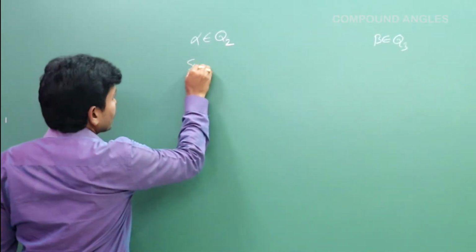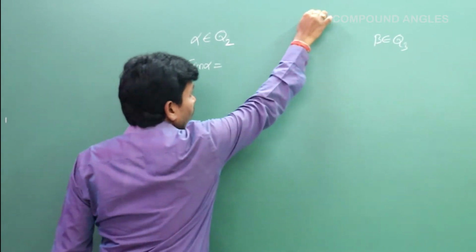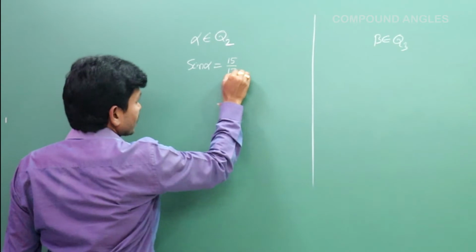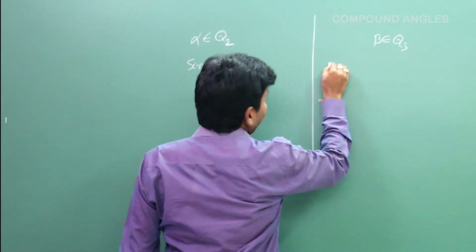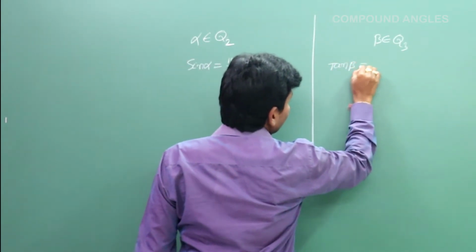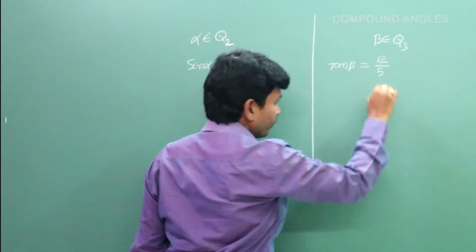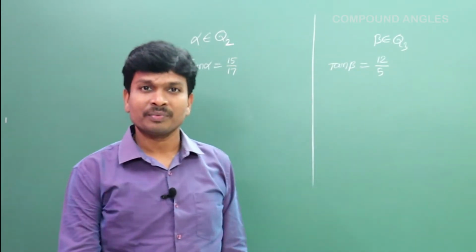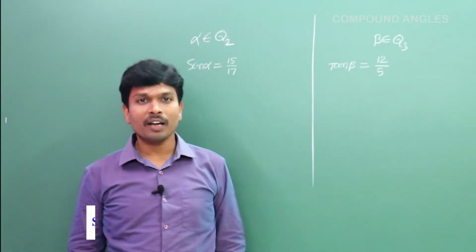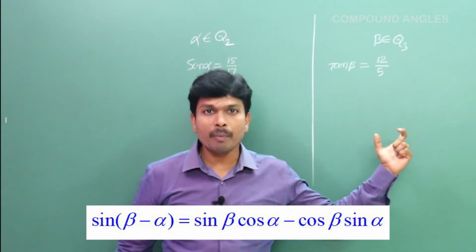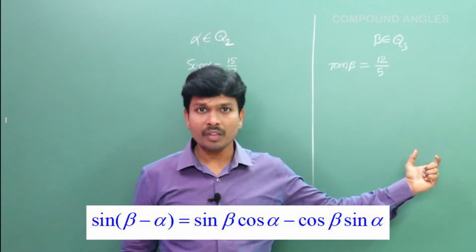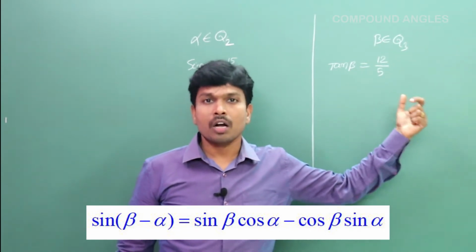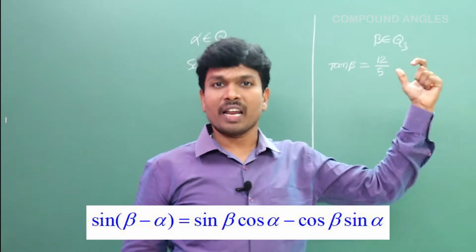And again, what is given? Sin alpha. What is the sin alpha value? Sin alpha is equal to 15 by 17. Yes or no? And tan beta is equal to 12 by 5. What we have to find out now? Sin of beta minus alpha. Do you know the sin beta minus alpha formula? Yes. Sin of beta minus alpha is equal to sin beta into cos alpha minus cos beta into sin alpha.